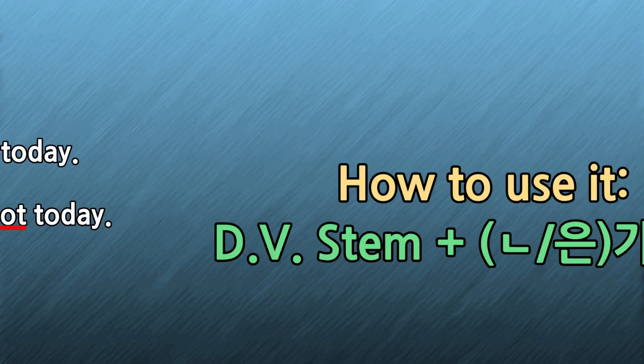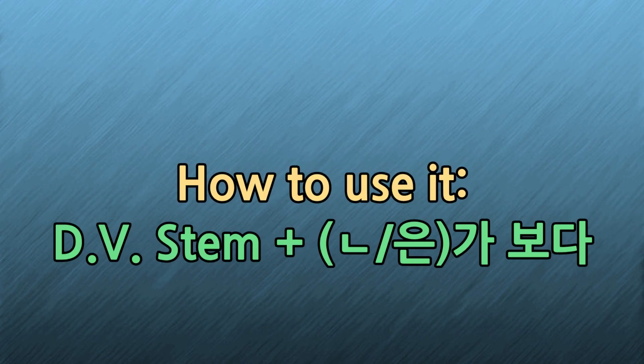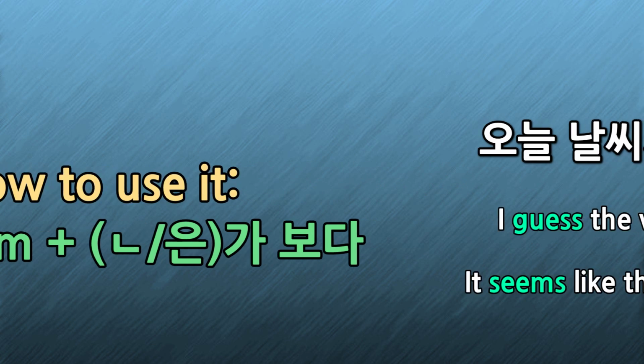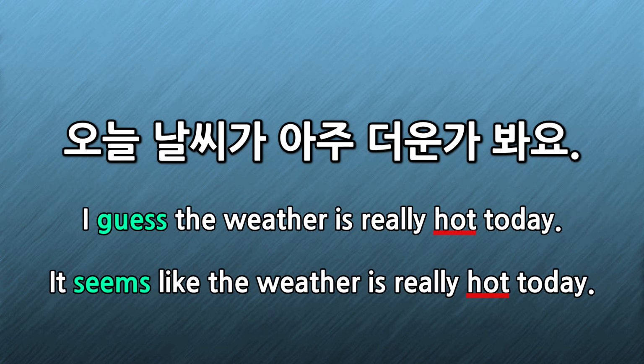Here's that form. To make it, take a descriptive verb stem and attach either ㄴ if it ends in a vowel, or 은 if it ends in a consonant, then attach 가, and finally conjugate the verb 보다 just like before. So now we can translate our previous examples. 오늘 날씨가 아주 더운가 봐요. I guess the weather is really hot today. Or, it seems like the weather is really hot today.